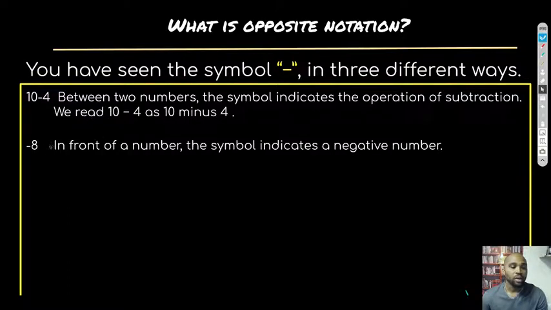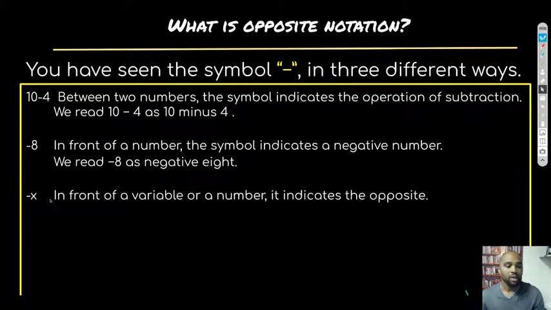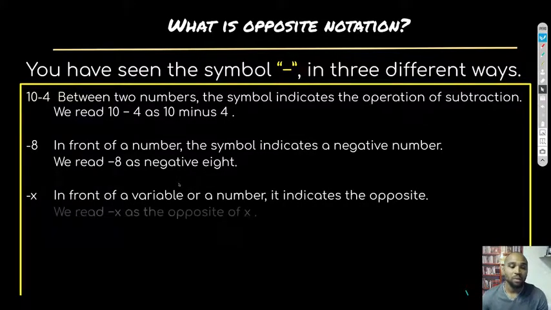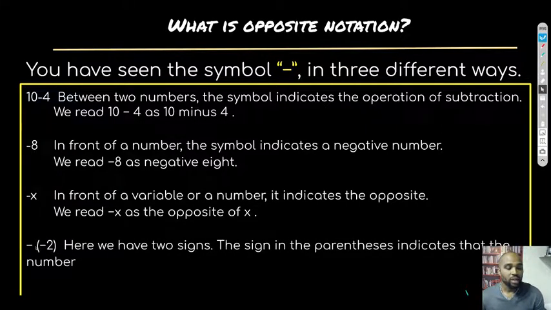That sign could also be used this way: -8. In front of a number, the symbol indicates a negative number. We read this as negative 8. So that's 2 different ways so far. And what about -x? In front of a variable or a number, it indicates the opposite of some value. We read this -x as the opposite of x. So whatever x was previously is going to be the opposite.